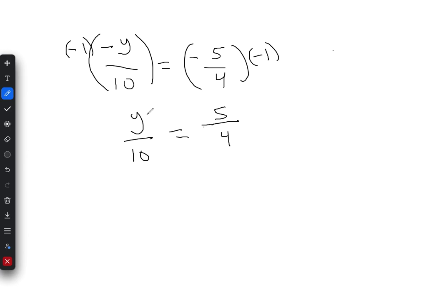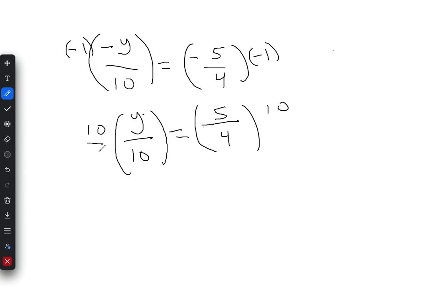Then the next thing we want to do is get rid of this 10 down here. So since it's being divided by 10, our operation that undoes division is multiplication. The same way addition and subtraction go together and undo each other, multiplication and division go together, undo each other. So since this 10 is dividing, I'm going to multiply both sides by 10.